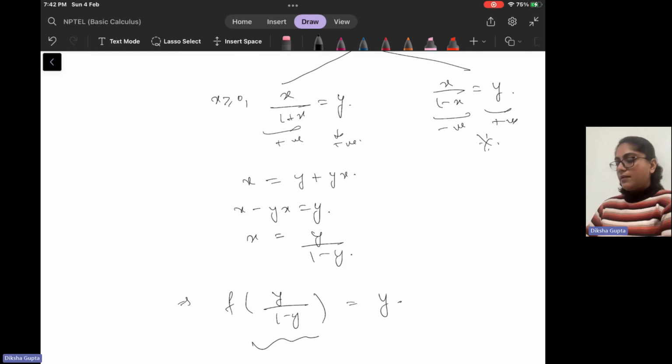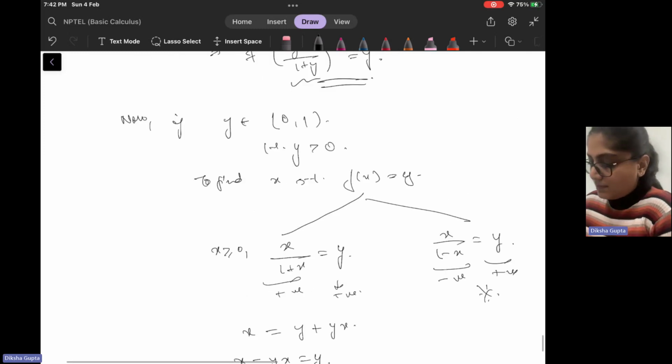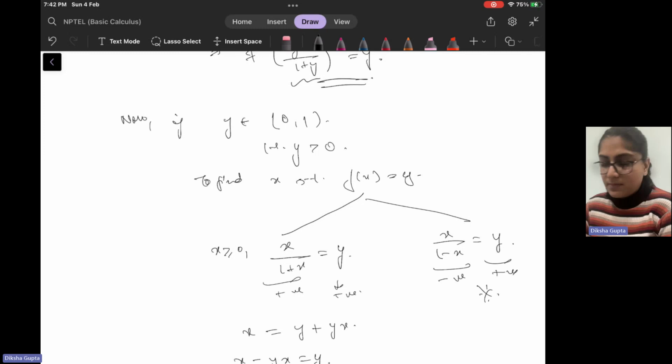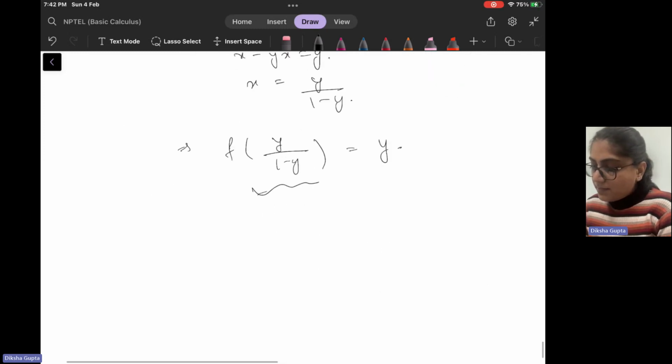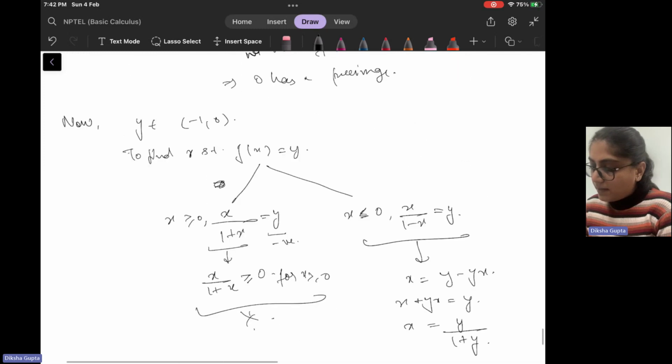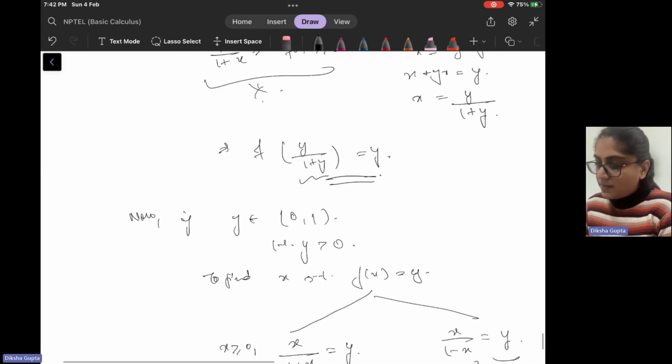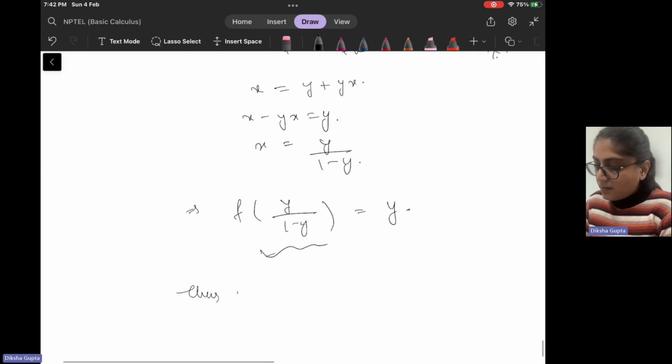So we have taken any point in the range. For y equals 0, we have shown 0 is the preimage. For y positive, we have shown y/(1-y) is the preimage. And for y negative, we have shown y/(1+y) is the preimage. Thus, f is onto. Hence proved. This is what we had to prove.